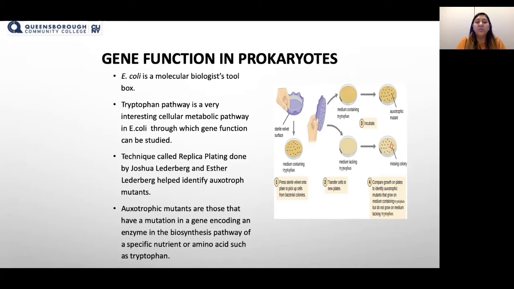coli bacteria that were mutagenized on two separate plates, one with complete nutrients and one lacking tryptophan. After comparing the growth on both plates, the auxotroph mutants are identified as the growth present on the plate containing tryptophan. Once the auxotroph mutants are identified, a complementation study can be done. This means that they can transform the auxotrophy with the E. coli plasmid library and identify the gene that can revert the auxotroph mutant back to the wild type. This can also be done with other prokaryotes.